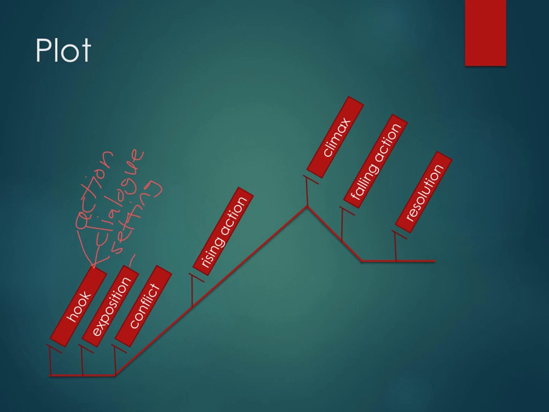Exposition is the background of a piece, and this could include introducing the characters, giving a bit of background on who they are, usually giving the setting if it hasn't already been provided to us in the hook. The conflict, of course, is the problem, and there are several different types of conflict that we should make note of. We could have character versus character.